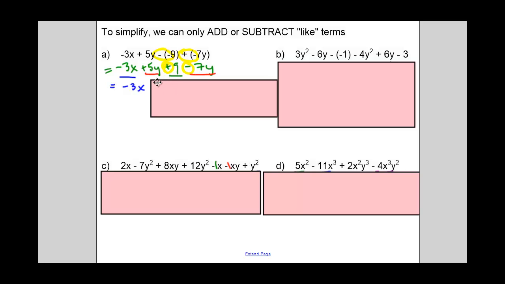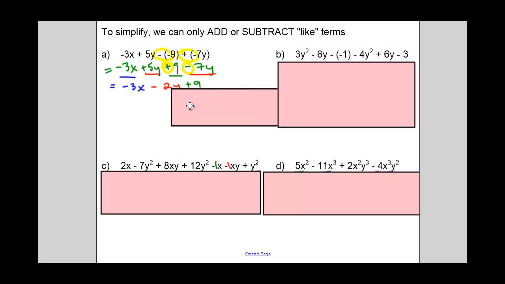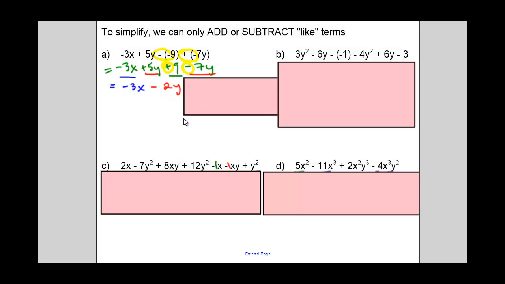So I'm going to ask you, if you had 5 y's and you took away 7 y's, how many y's would you be left with? Well, you would be left with negative 2 y's because you had 5 and you took away 7. It's kind of like centimeters or meters or feet or apples or oranges.